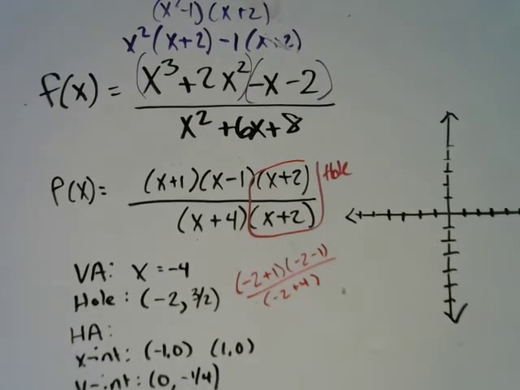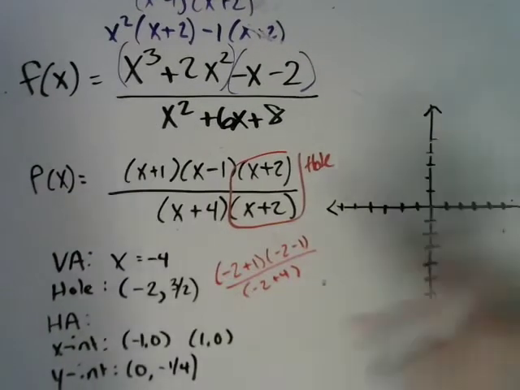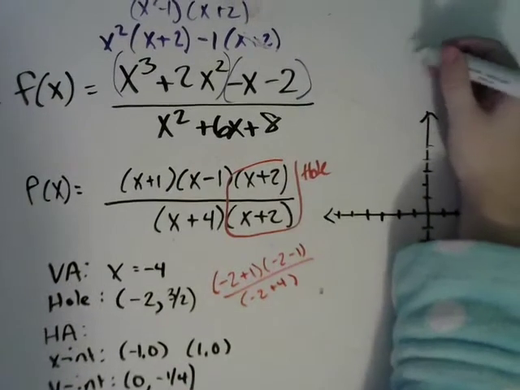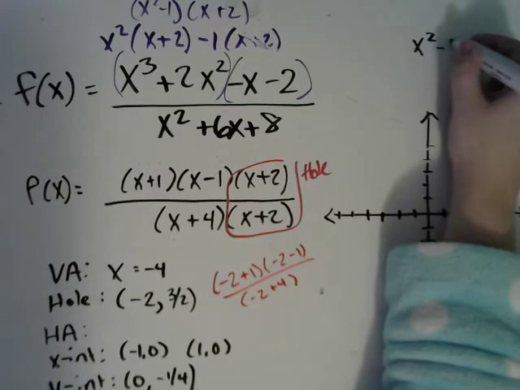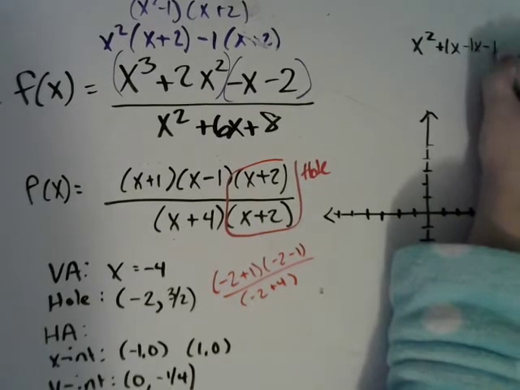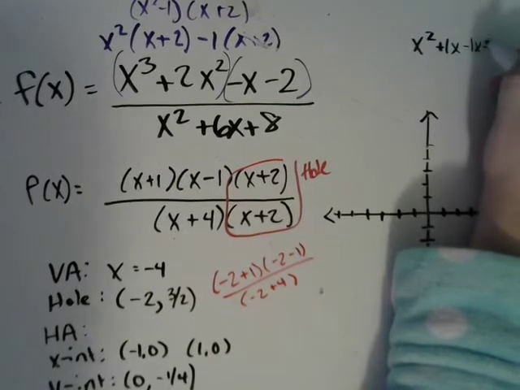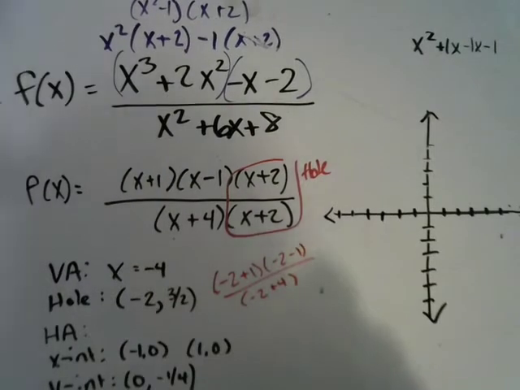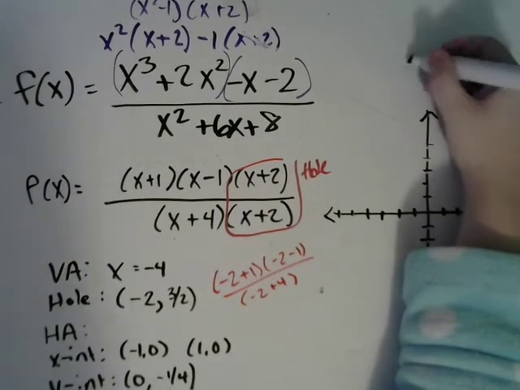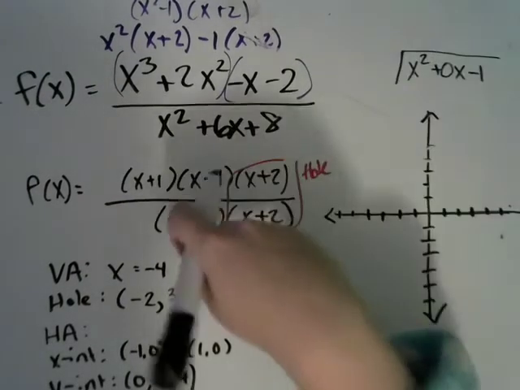It's now time to find the horizontal asymptote using polynomial long division. So the first thing we need is our simplified problem back into standard form, and that's going to be x squared plus 1x minus 1x minus 1, and that simplifies to be x squared plus 0x minus 1. Normally, I wouldn't write the 0x, but for division, I need placeholders. So I'm going to rewrite this as x squared plus 0x minus 1 divided by x plus 4.